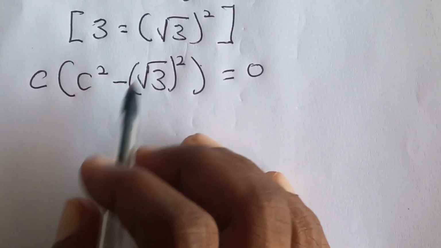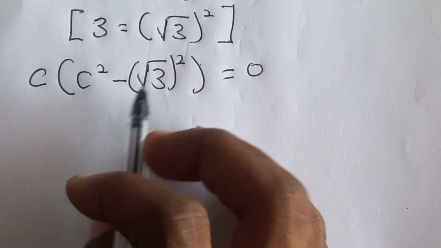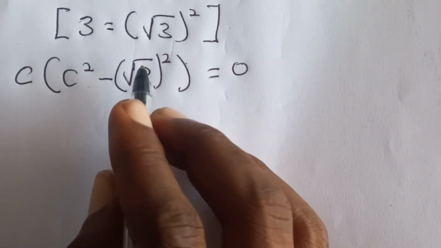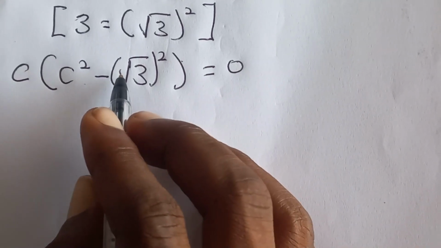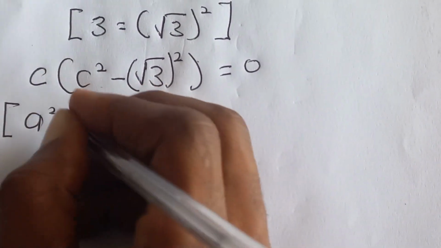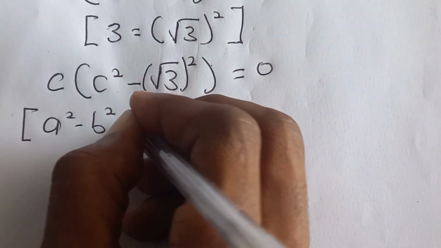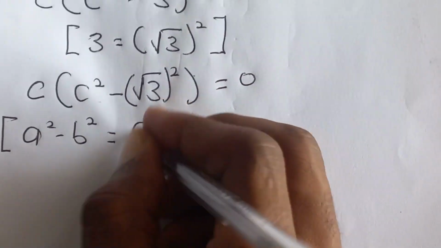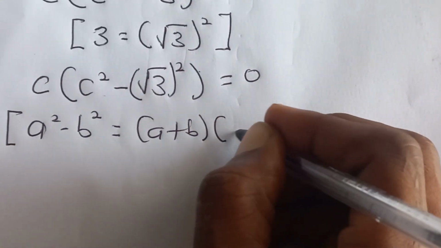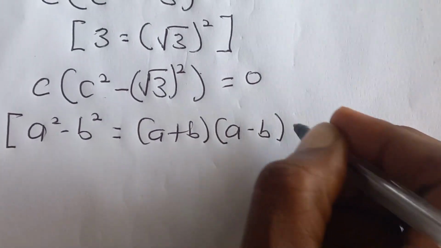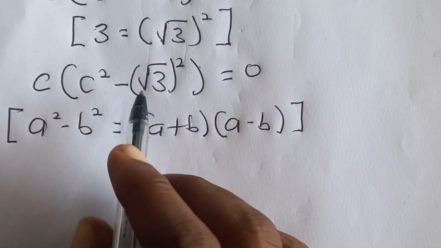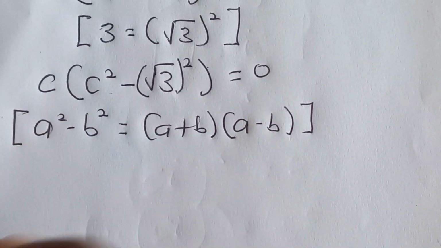Terms in a bracket like this, you can express as a difference of two squares. So in indices, a² - b² is equal to (a + b)(a - b). So this is the difference of two squares.